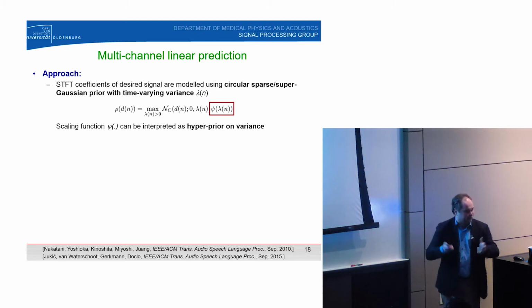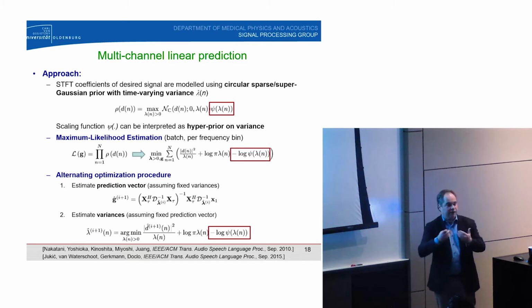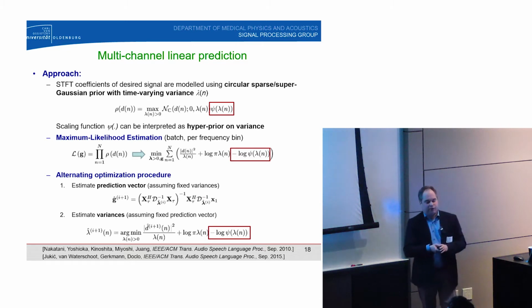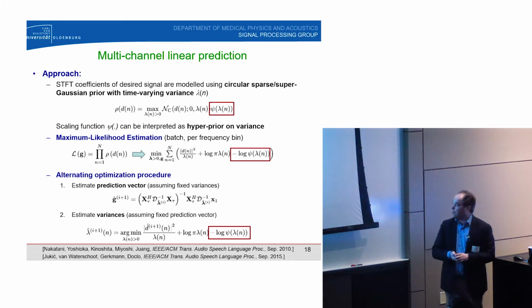Seems a bit complicated, but if you plug this into the equations, and assuming all STFT bins are uncorrelated to each other, you can formulate a likelihood function, minimize it, and it turns out that this procedure leads to an alternating optimization procedure for computing these. That's what you really need: these prediction filters, and also the time-varying variance of the clean speech signal.